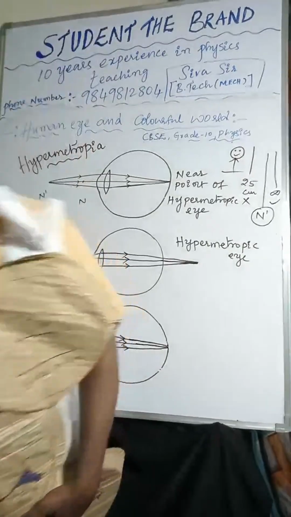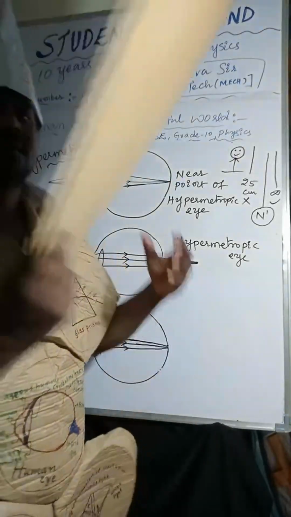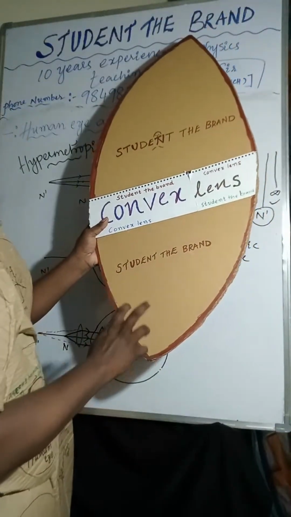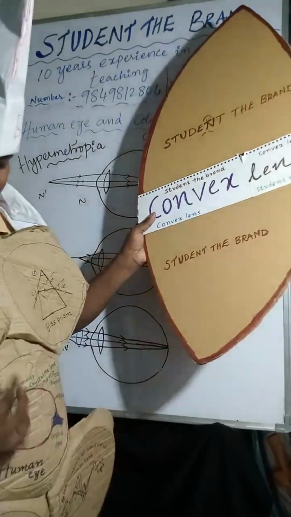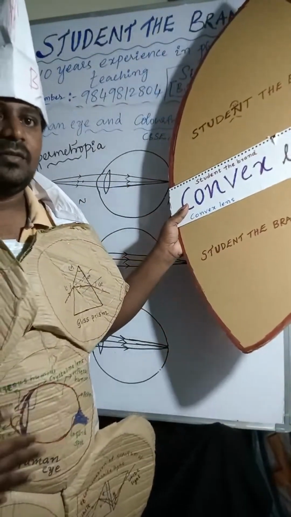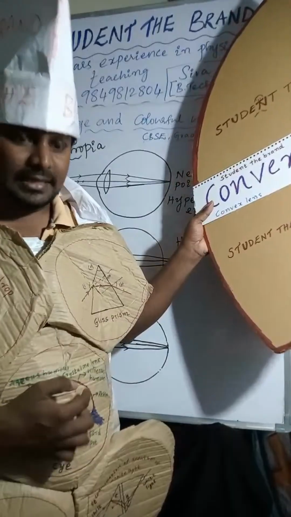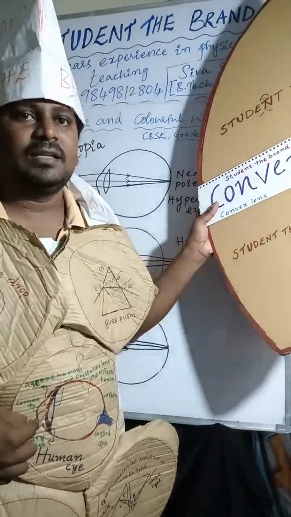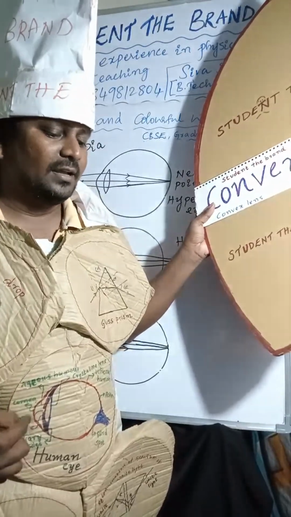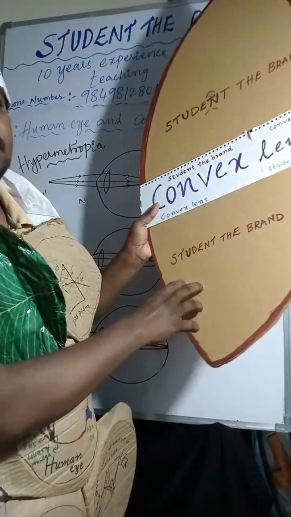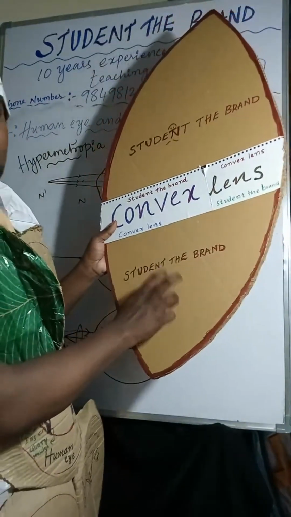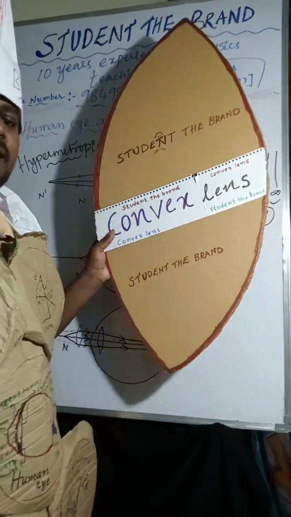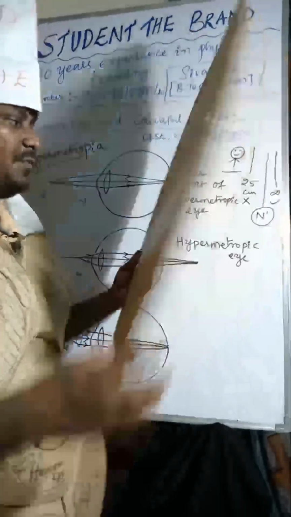Abhinav, you asked one question: how can we remember? See, in our eye, a convex lens is there. I explained the human eye, so you can see here. In this also, whatever dress I wore, here also a convex lens is there. Yes or no? Here also convex lens, this also convex lens. So by default, a convex lens will be there in our eye.